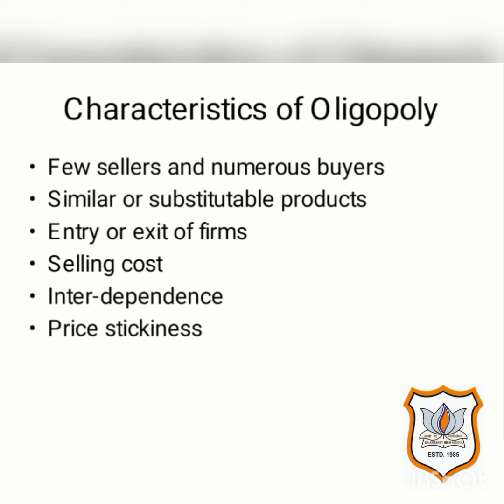Next one is entry or exit of firms. If there is free oligopoly in the market, then there is free entry and exit of the firms. But if the oligopoly is restricted, the restriction may be due to government licenses, it may be due to some patents and so on. And due to this, there is a restriction over the entry and exit of the firm, or you may say that the entry or exit of the firms is controlled or regulated.